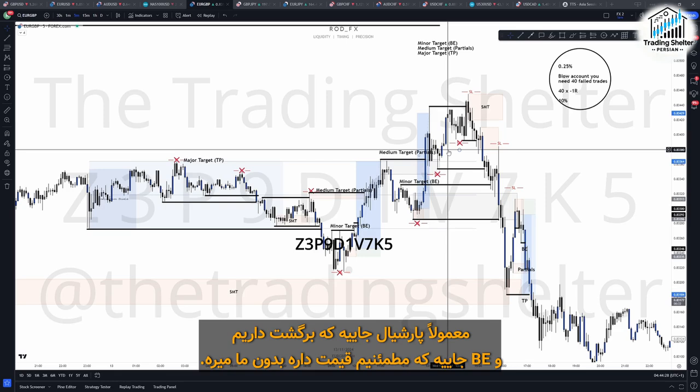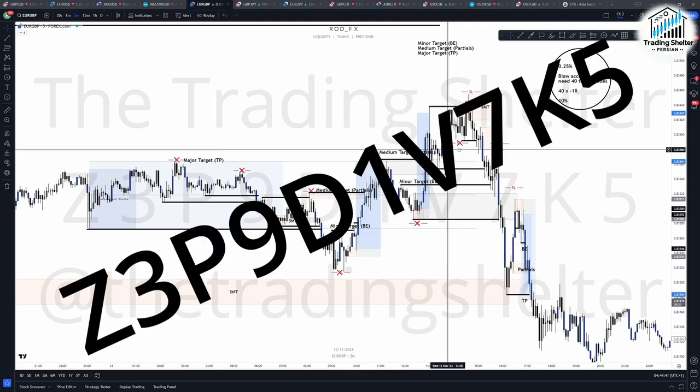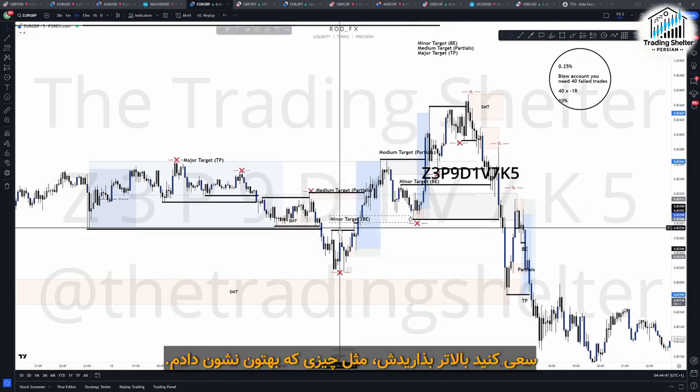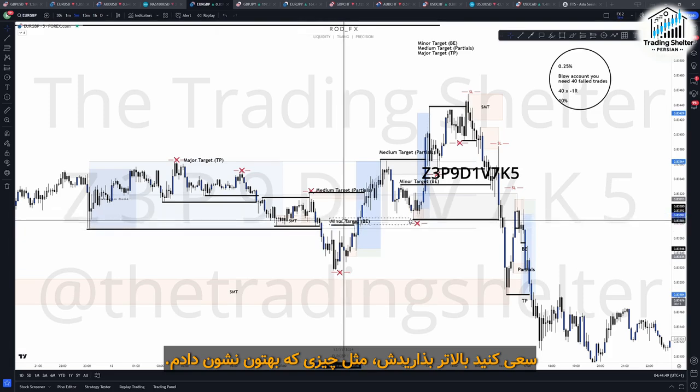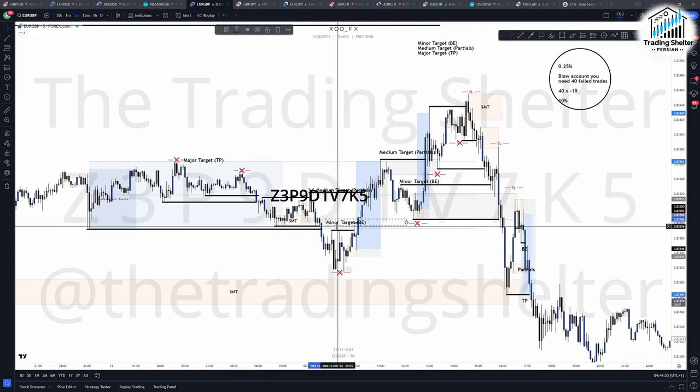Usually the partial is where we have reversals, and the break even is where we are sure that the price is leaving without us. Break even should not be an automatic BE. Just put it manually, put an alert. And if you want to put it automatic, try to put it higher like I showed you guys, right? Higher. Very, very important.